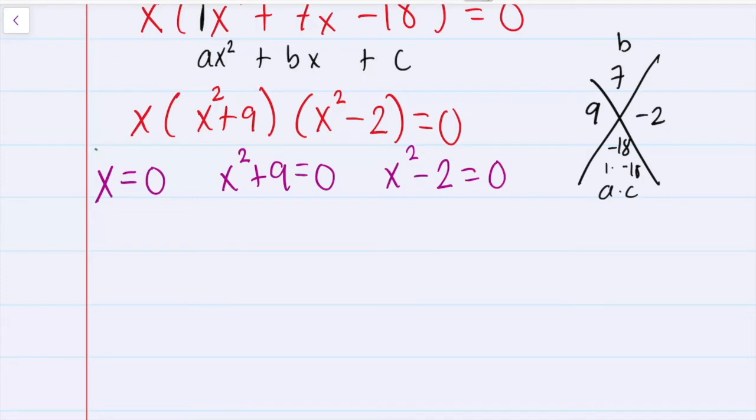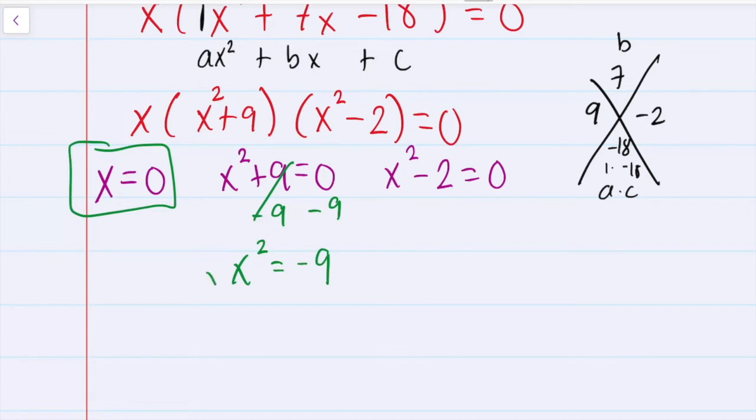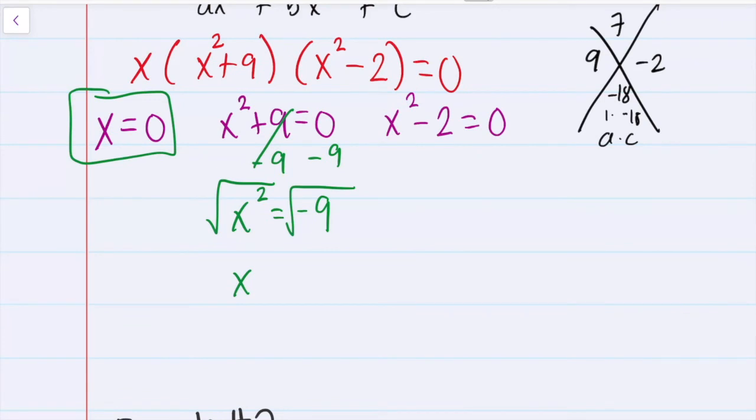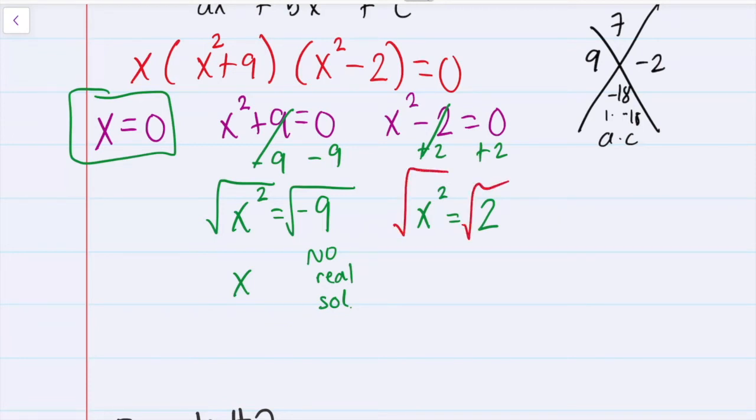Let's solve each one. Well, this was already solved, so that's good to go. What happens when we do minus 9 minus 9? That's x squared equals negative 9. If I find the square root of that, well, guys, can I find the square root of a negative number? No. So this is a no real solution. This one we can do. And what about this one over here? Plus 2 plus 2. That will be x squared equals positive 2. And can we find the square root of that? Yes, sir. The square root of 2, I think it's about x equals, remember, it's a plus or minus. It will be about 1.41 something.